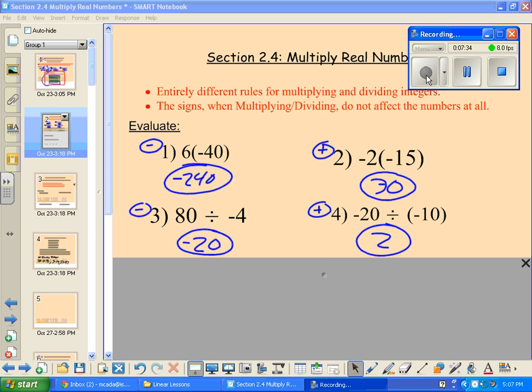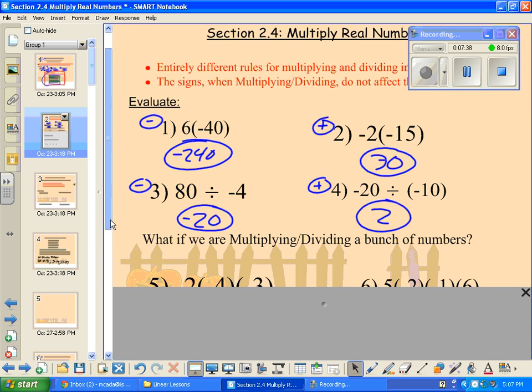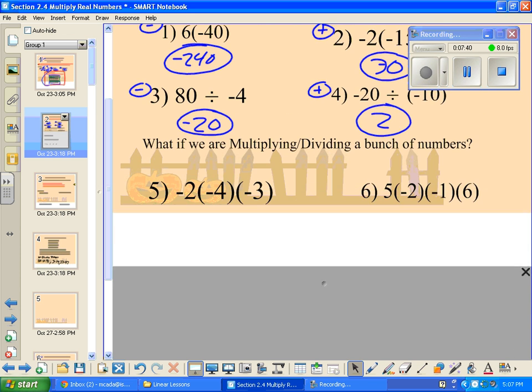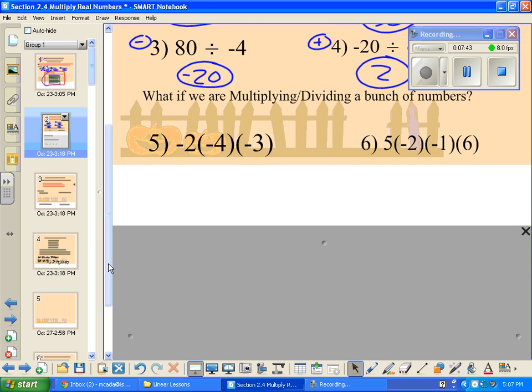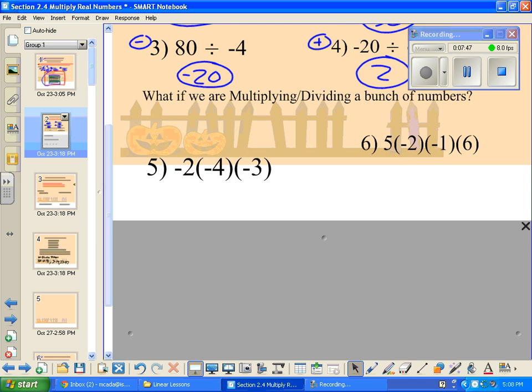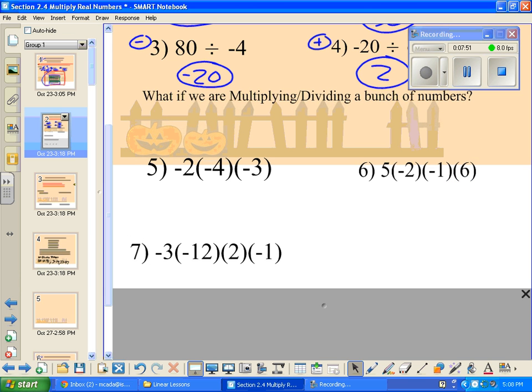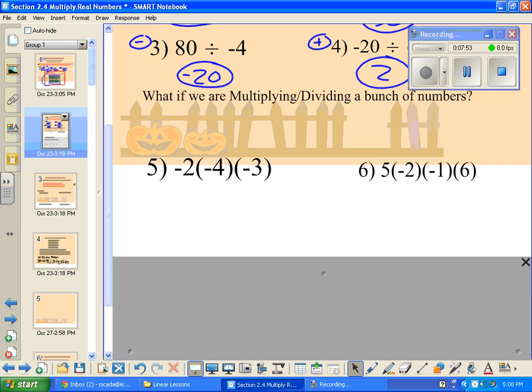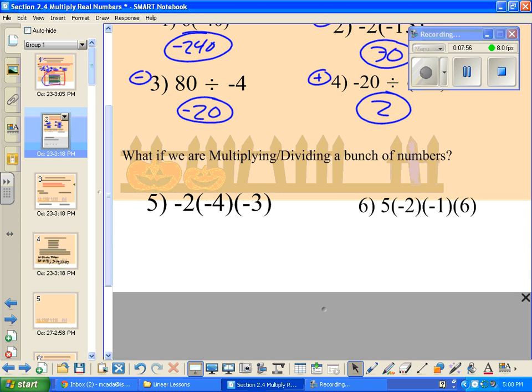Well, these rules work pretty good if there's only two numbers involved when I'm dividing or multiplying. But what if we're multiplying a bunch of numbers, like 3 or 4 or 5 or more numbers than just the 2? Well, there is something we can do to figure out for these problems what the answer is going to be. Should it be positive or negative? I'll just go through a couple of these examples here. There's two methods I would talk about for doing this.